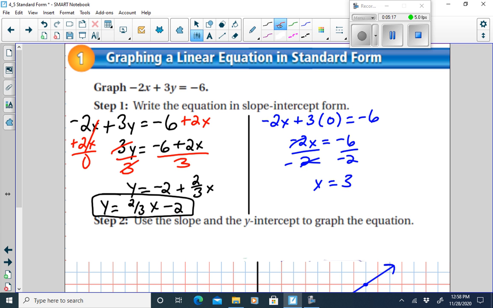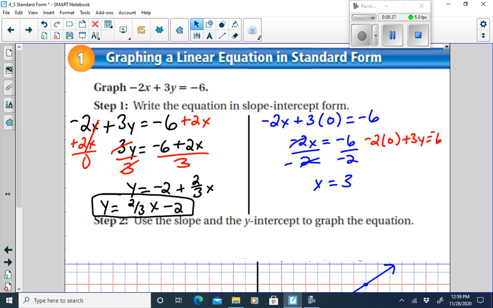Right? And then to find the y-intercept, we replace x with 0. Right? So I got to do that. So I want to write negative 2 times 0 plus 3 times y is equal to negative 6. Right? Should move that over a bit.